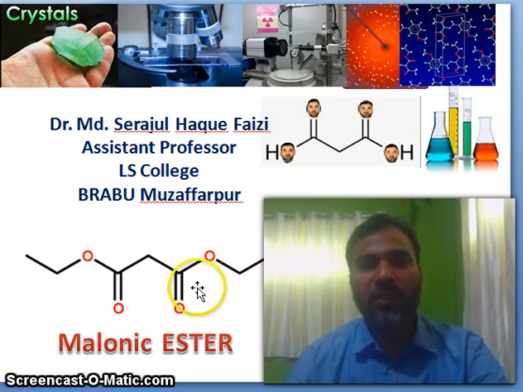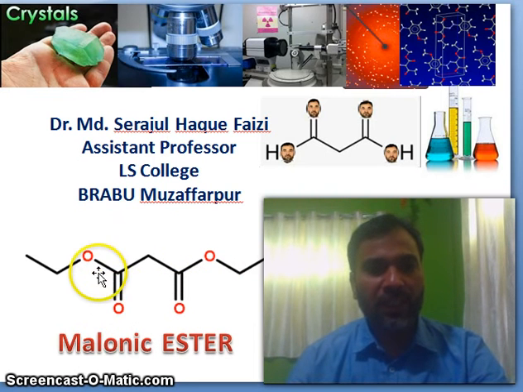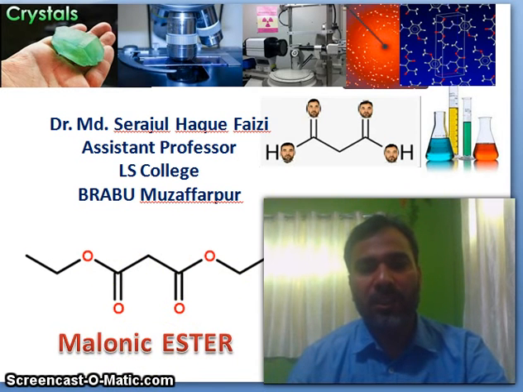So in malonic ester, there are 3 carbons, 2 CO groups and 2 ethyl groups. So this whole structure becomes malonic ester. This carbon is very important. This is just a derivative of methane. One hydrogen is replaced by this group, which is known as an electron withdrawing group, and this is also an electron withdrawing group. So this is an active methylene compound.